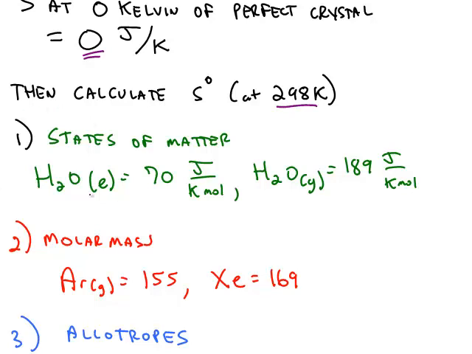What's important is you're able to look at a standard entropy value and understand why one value is larger than another. So, for example, water in the liquid state has a standard entropy of 70 joules per Kelvin per mole. In the gas state, it's much higher, 189, because the entropy of a gas is larger than the entropy of a liquid due to the randomness. Gas particles can move around in a random motion much more than liquid particles can.